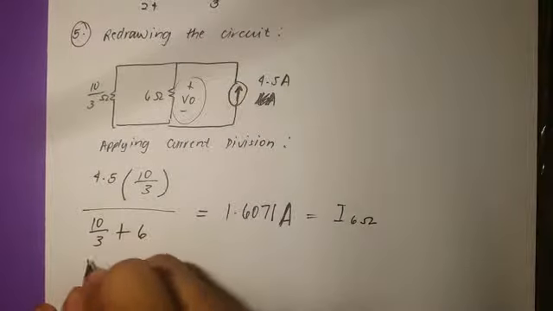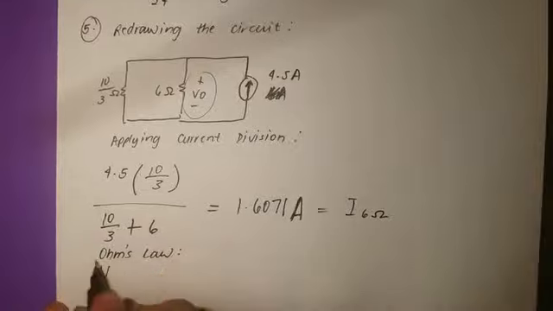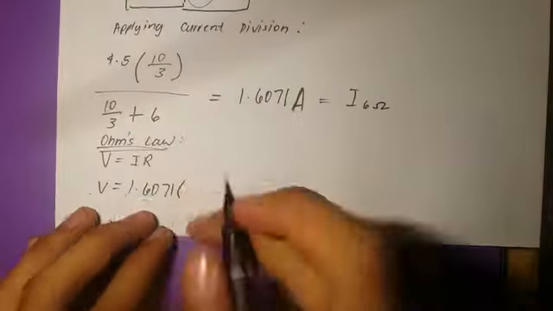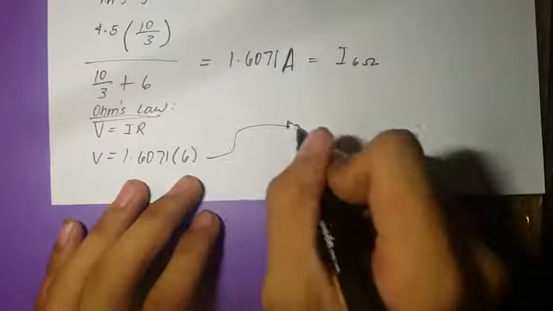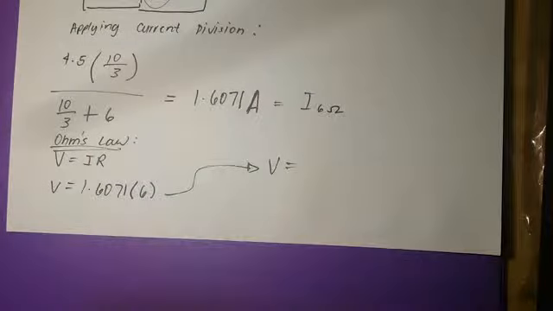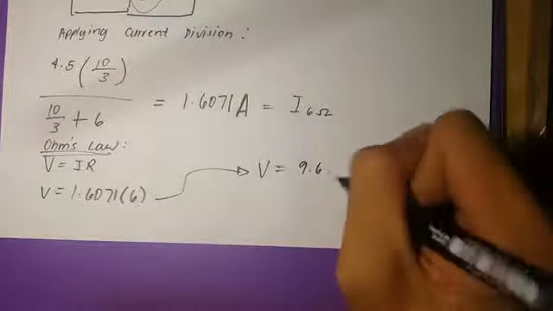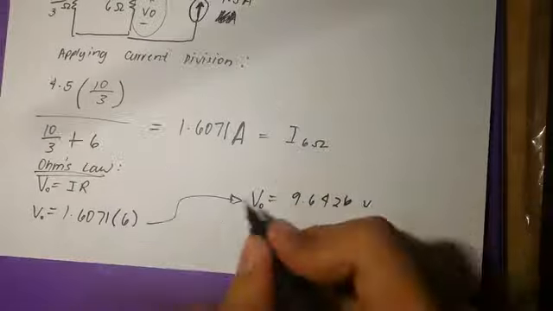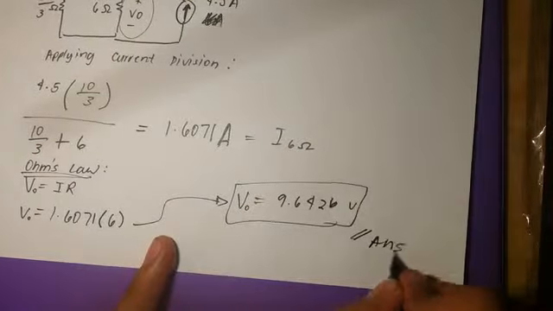Applying Ohm's law to find the VO: 1.6071 times 6. The calculator says that it is 9.6426 volts. So that will be our final answer. That's it.